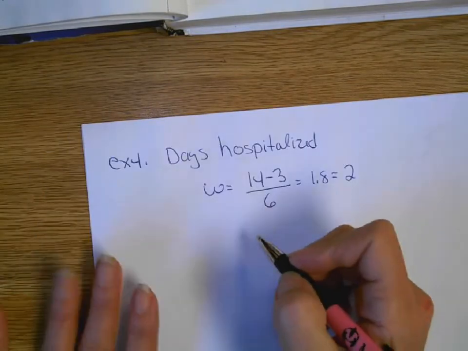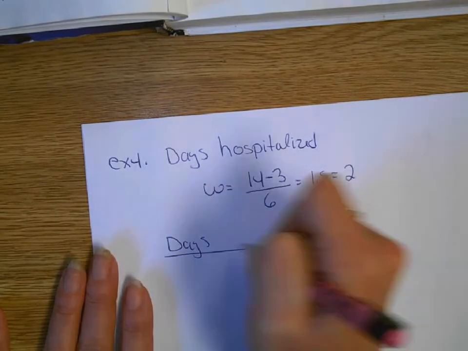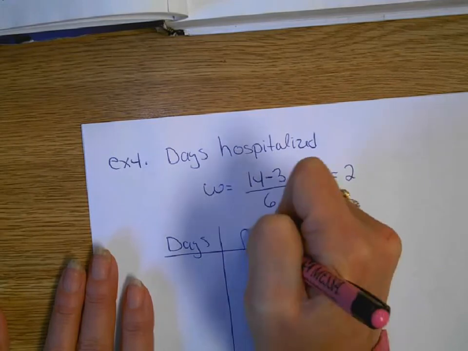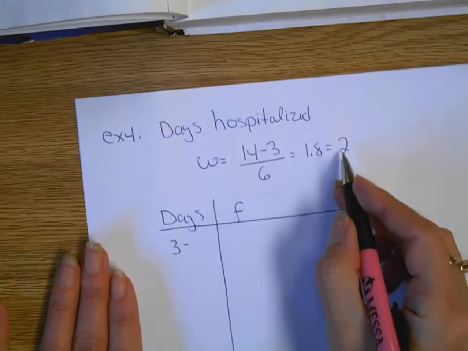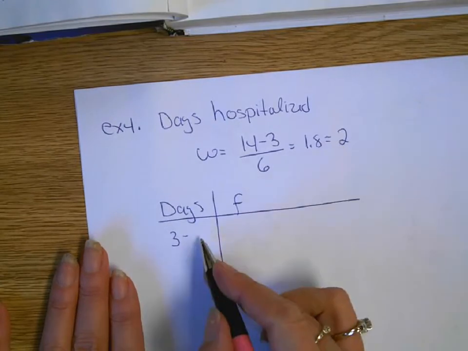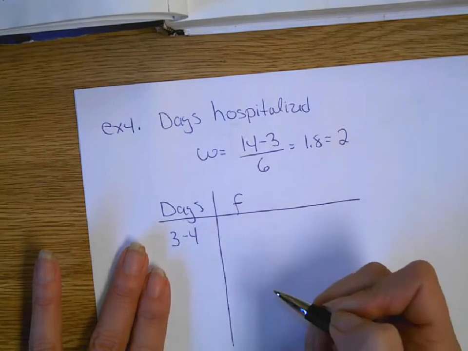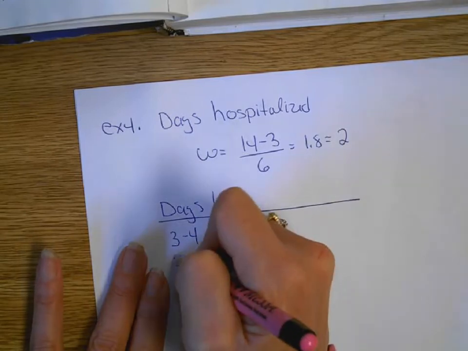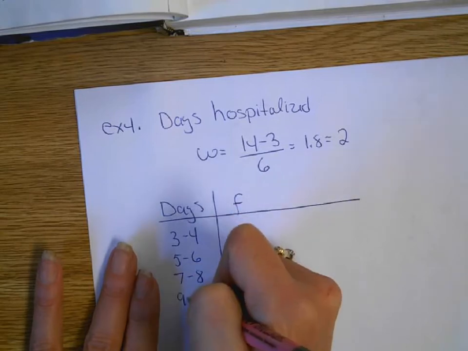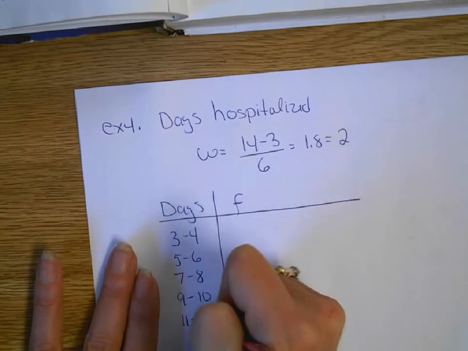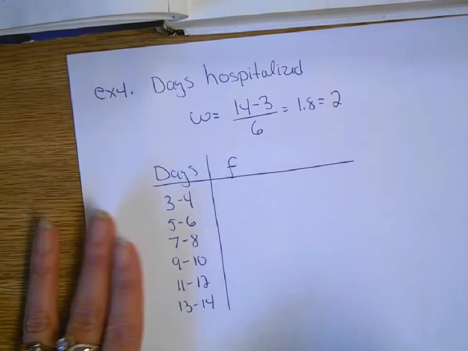So, making our frequency distribution, the least was 3. Class width is 2, so I want 2 values in here. That means 3 and 4. Start at 3, end at 4. Kind of an easy one. 5 and 6 are here. 7 and 8. 9 and 10. 11 and 12. 13 and 14.